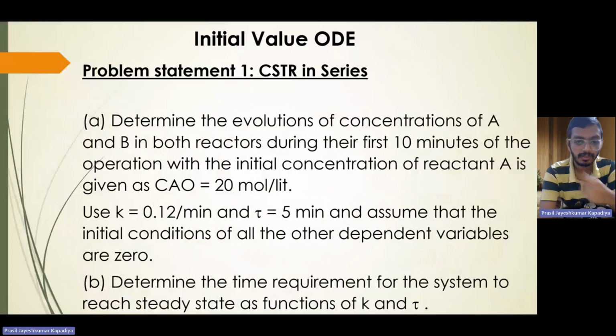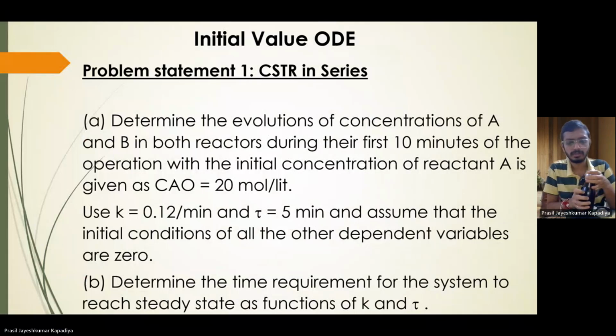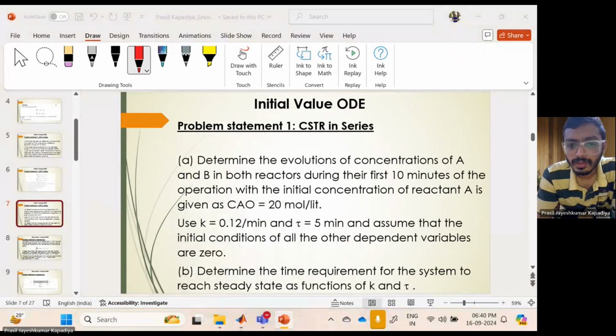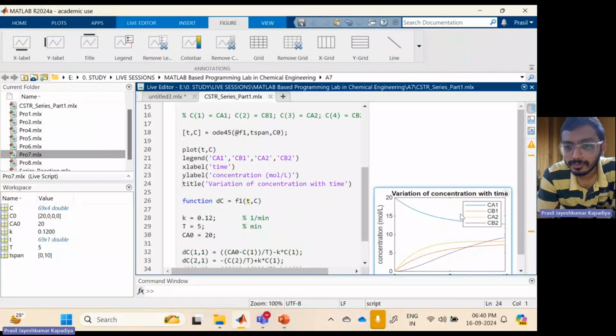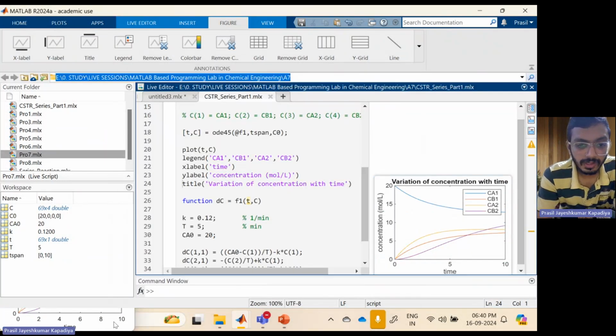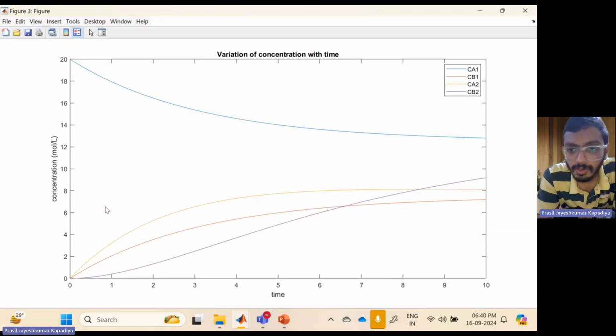What is asked? Okay. So from this plot, we can see that it is still reducing. It is not a constant value. So what we can say is we have not achieved steady state.